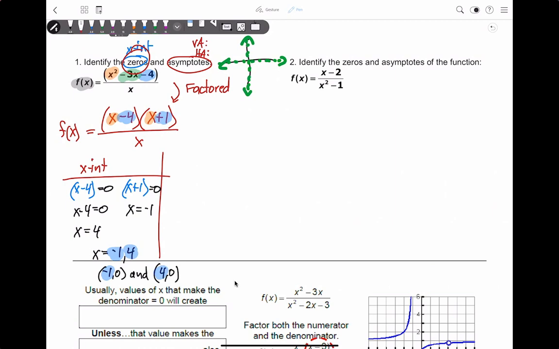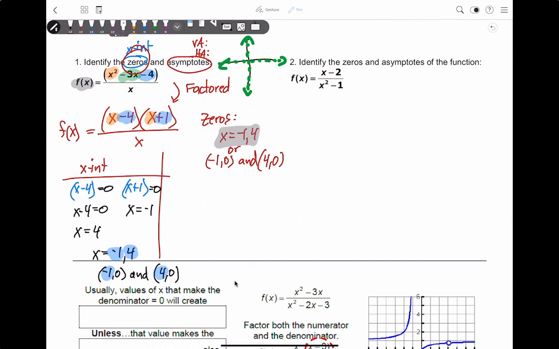So the zeros of my function, that's what I was looking for up here. I'm going to list the zeros at x is equal to negative 1 and 4, or if you wanted to list them as points, we could say negative 1, 0 and 4, 0. Our preference is that you make sure you understand that they're the x values, so we'd prefer you write it like that, showing the actual x-intercepts.